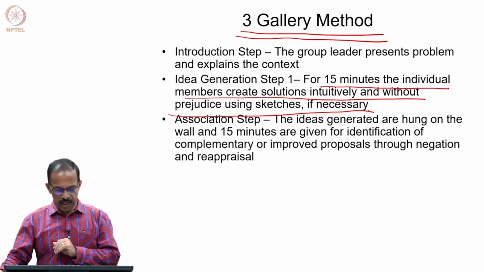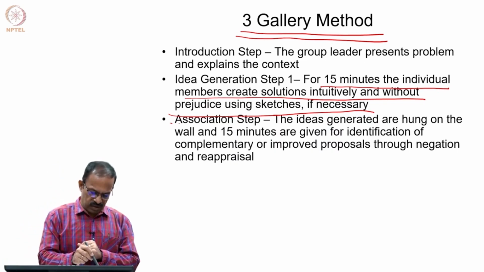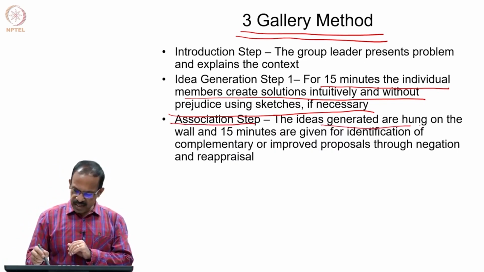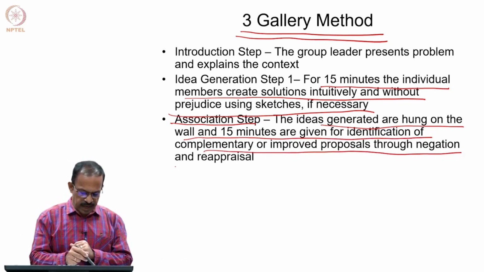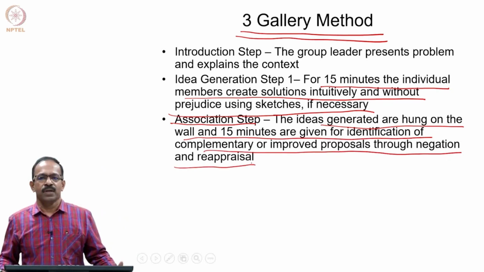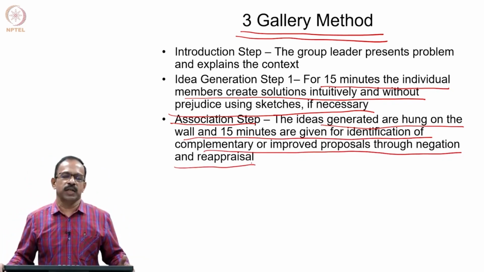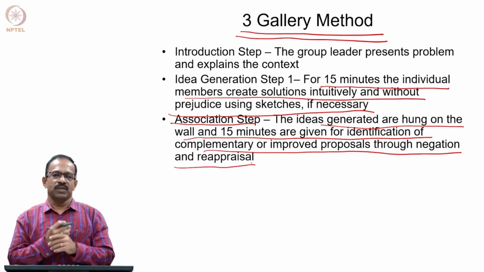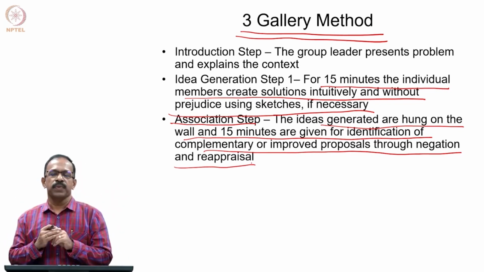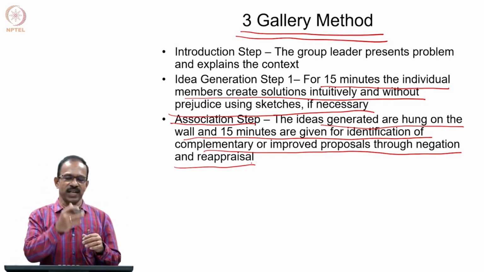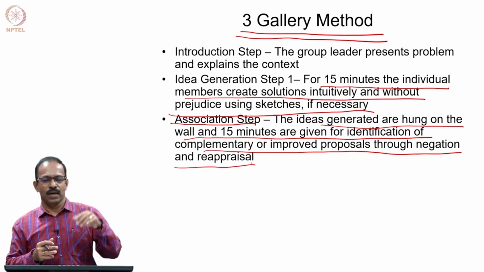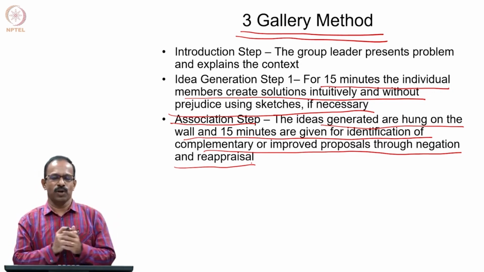And then what they do, this step is known as the association step. The ideas generated are hung on the wall and 15 minutes are given for identification of complementary and improved proposals through negation and reappraisal. So, what will happen, all the team members will be preparing the sketches and they will hang it on the wall, and then they will go to each other and then discuss what is the idea that they mentioned and what are the pros and cons and what are the things they want to explain.